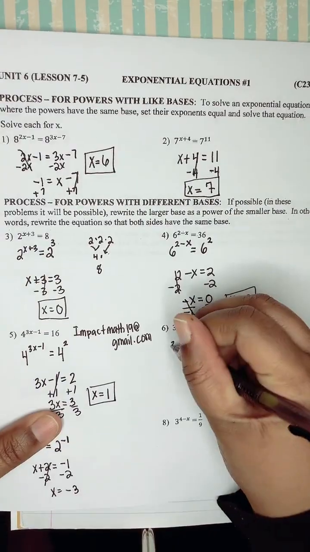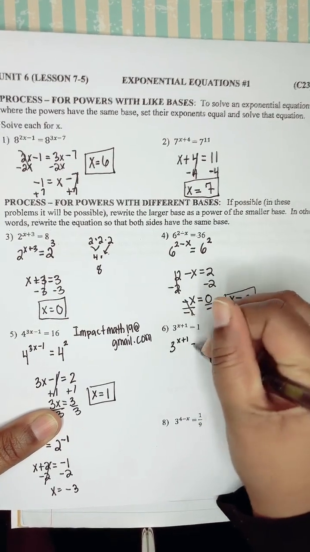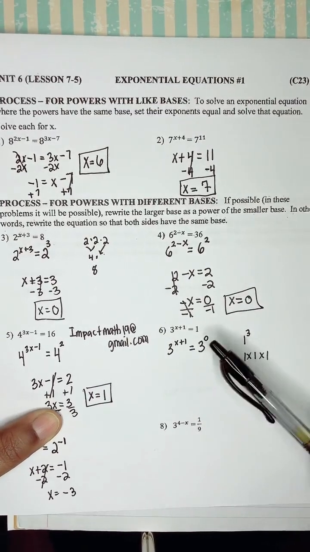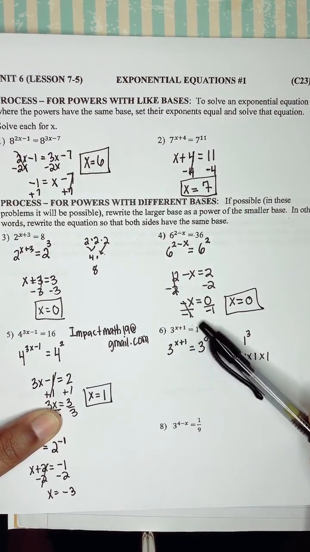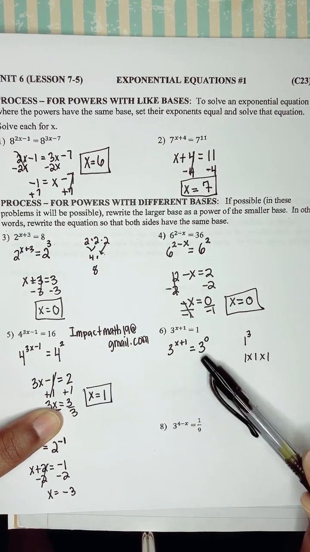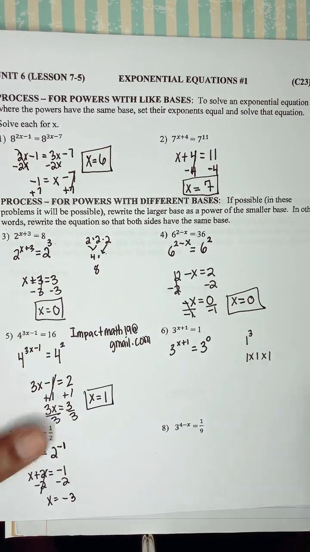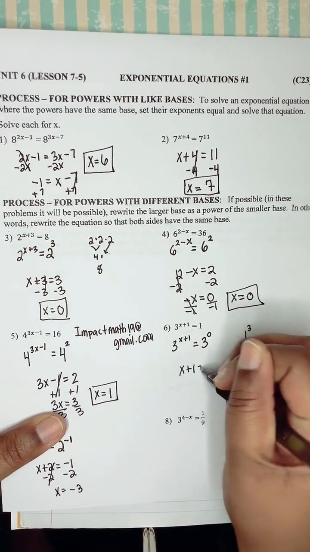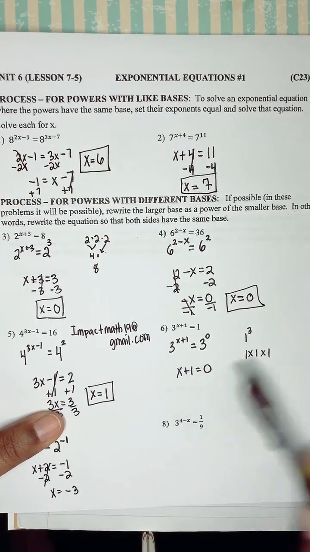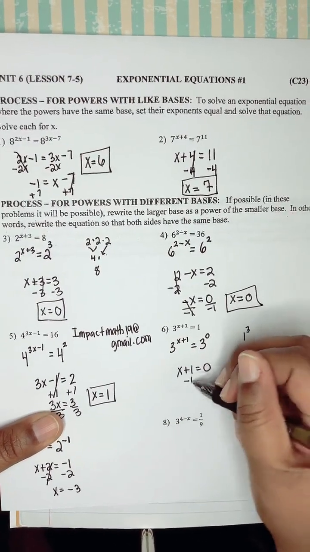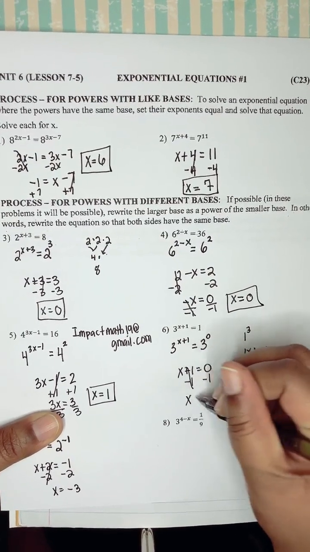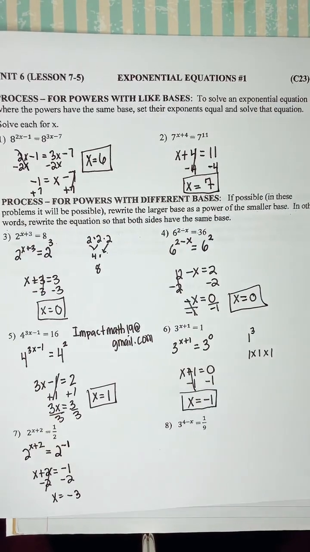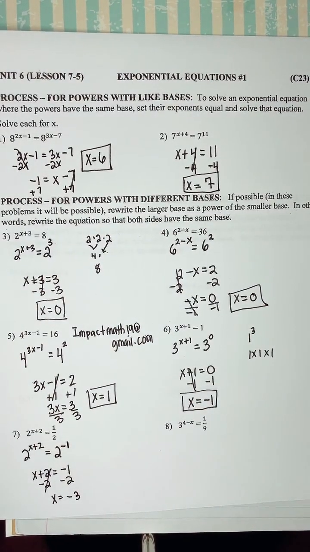Perfect. So 3, we're going to drop this down, and then we could get 3 to the 0 power. And anything to the 0 power is going to give us that 1. That's why we can write this as 3 to the 0 power. Now that we have the same base, we can set our exponents equal. We're going to move this +1 to the other side, and we get x equals a -1. And that will be our answer.